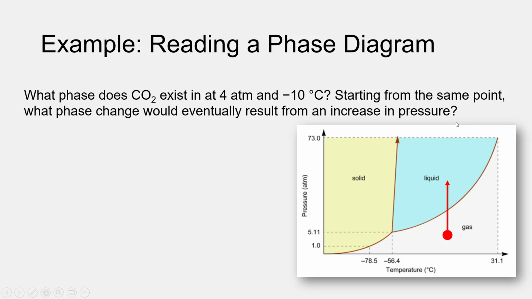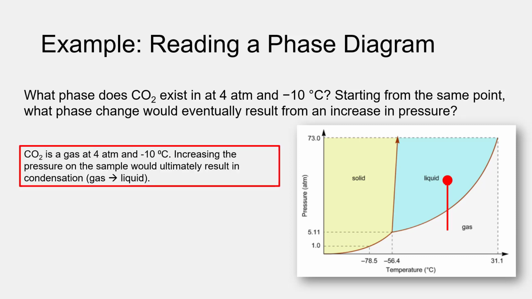That makes sense because we know if we increase the pressure on a gas, generally it's going to become less of an ideal gas and more likely to condense into a liquid. So what the phase diagram is telling us makes sense in this case. So now we've moved our dot from there to there, and we would conclude that CO2 is a gas at 4 atmospheres of pressure and negative 10 degrees Celsius. Increasing the pressure on the sample will ultimately result in condensation, the gas condensing into a liquid.